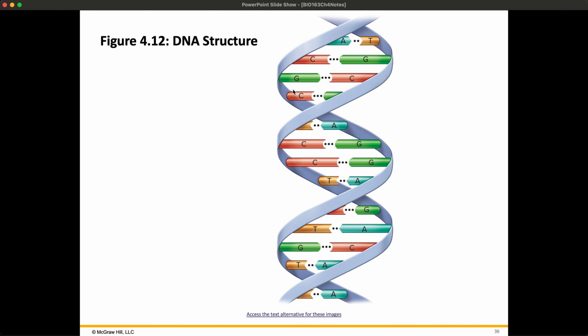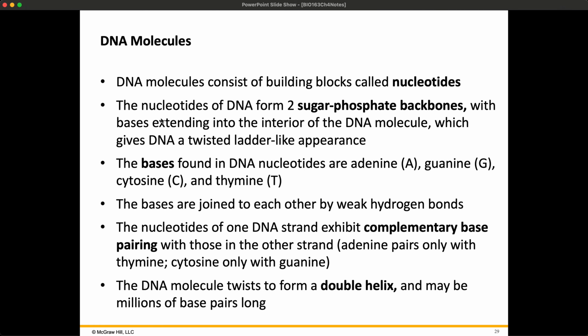So this kind of bluish purple ribbon on the outside, that is your sugar phosphate backbone. And you can see there's two of them. They're intertwined. This twisting shape is called the helix. And then on the inside of the helix, this is where you have these base pairs that are being paired together. A and T, C and G. Okay, with the bases, there we go.